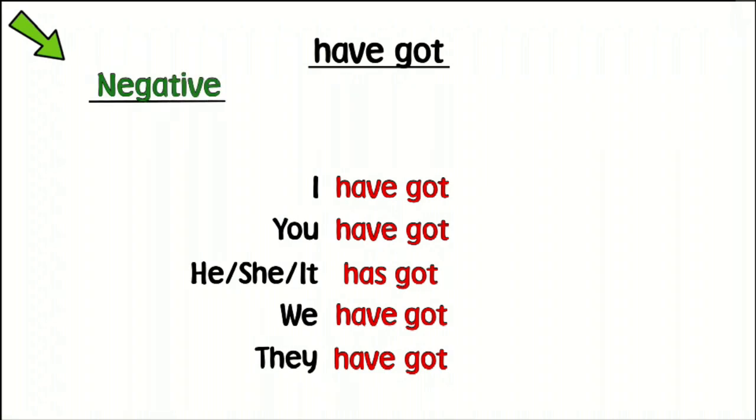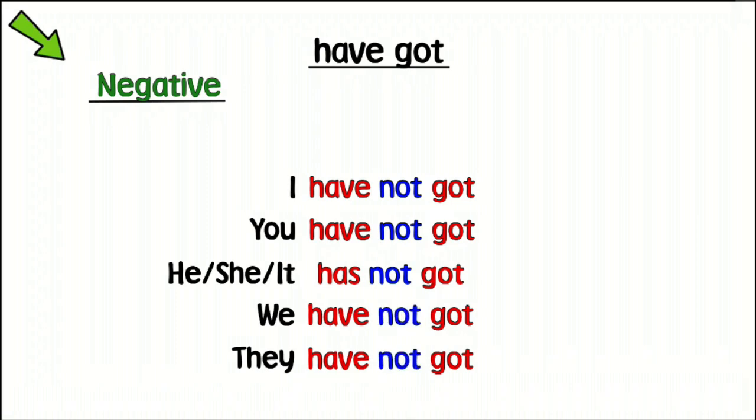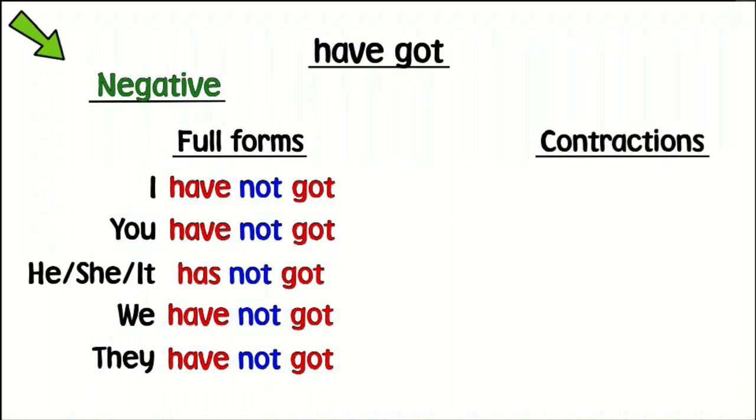To make the negative forms of have got, we add not. There are full forms and contractions of have got negative.